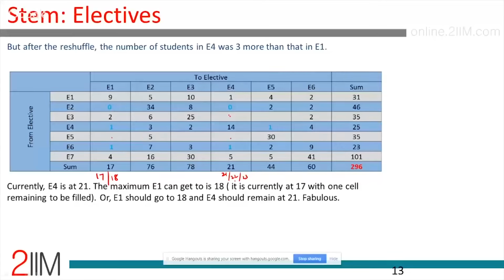E1 cannot be 22 because then the difference would be 4. What this tells us is this should be maximum. This should be minimum. These two are not possible. It should be a 0. It should be a 0.